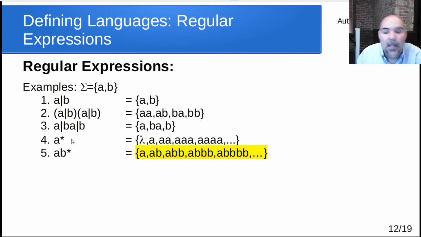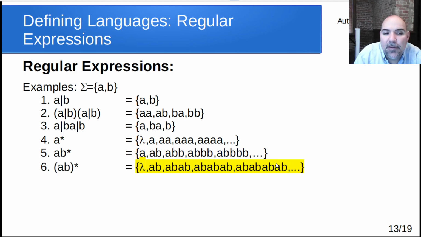All right, now, AB star. Now, remember the order of operations again, that precedence. The exponentiation happens before the concatenation. So in other words, this star goes with the B, not with AB. It goes just with the B. So this is saying all strings that start with an A and then continue on with 0 or more B's. So there's the A with 0 B's, here's with 1 B, here's with 2, here's with 3, here's with 4, and so forth. Again, another infinite language.